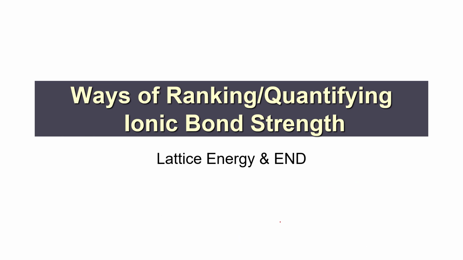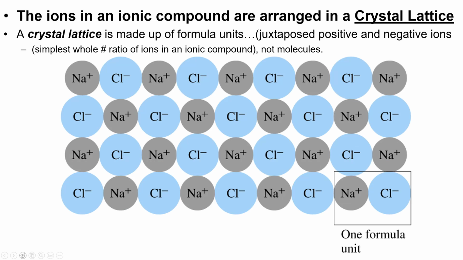We are going to get into those later on as we get further into both the covalent and ionic bonding units. Since ionic bonds are strong, let's start talking about how we would rank or quantify ionic bond strength. And the way we're going to do that is by using two concepts, one called lattice energy and the other called END, which is an acronym that stands for electronegativity difference. To help you make sense out of both these concepts, you have to understand that the ions in an ionic compound are arranged in a crystal lattice.